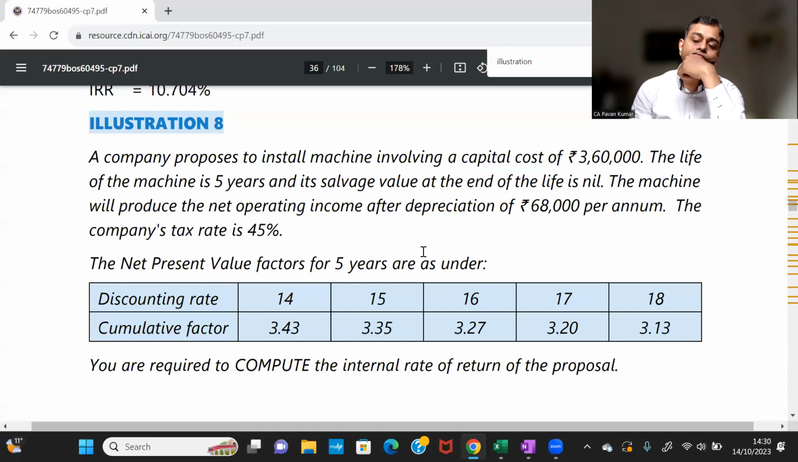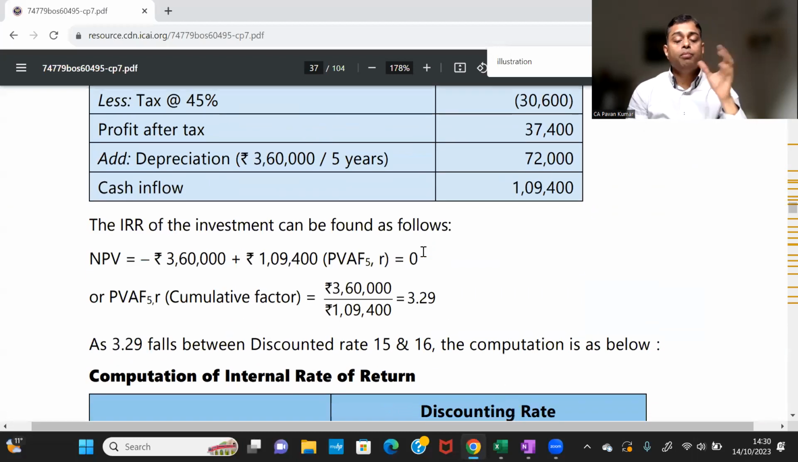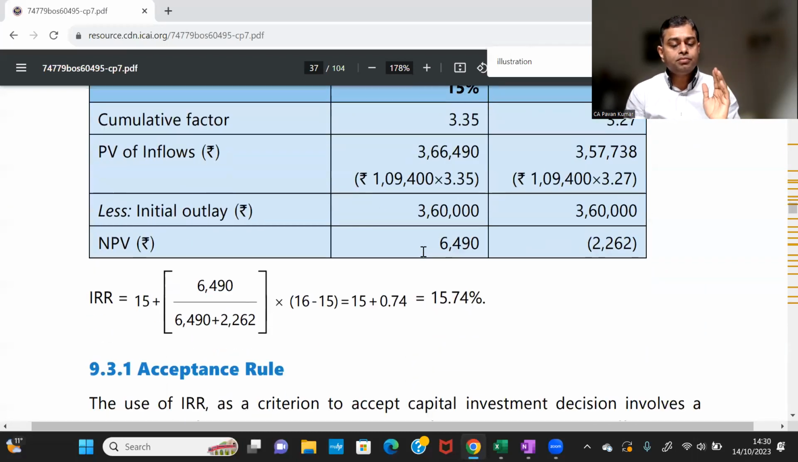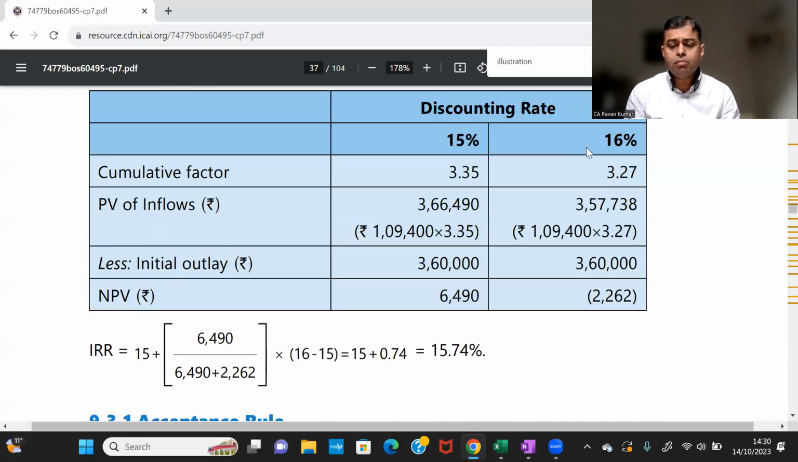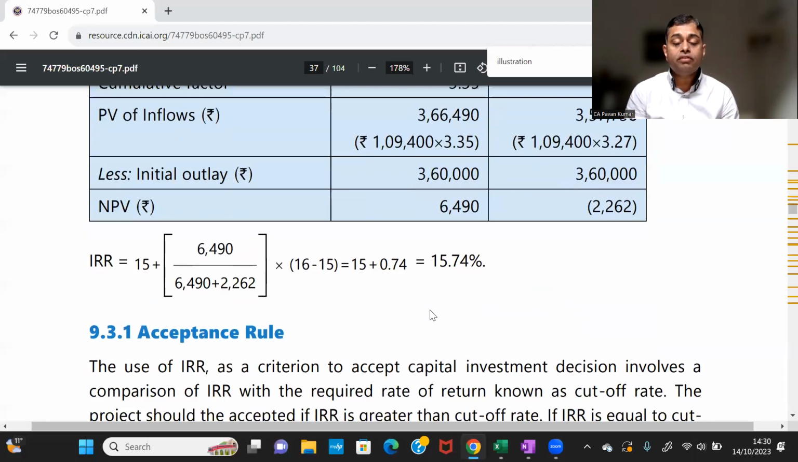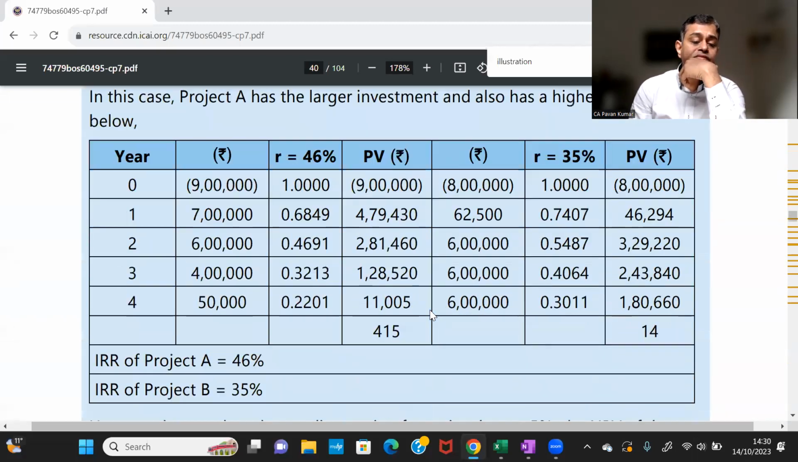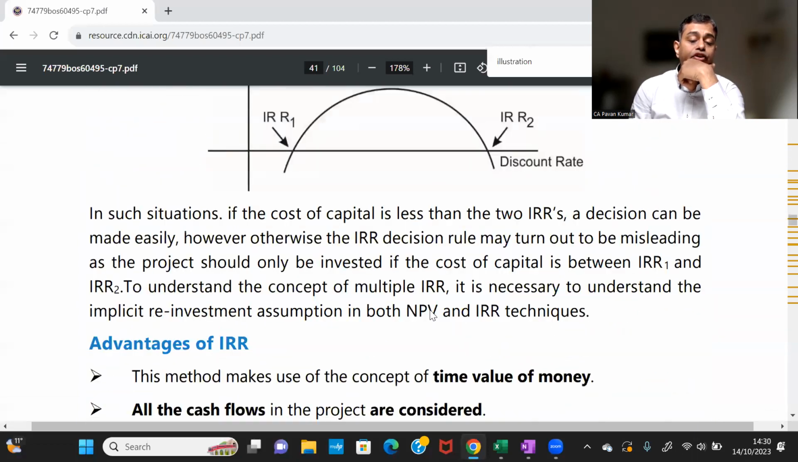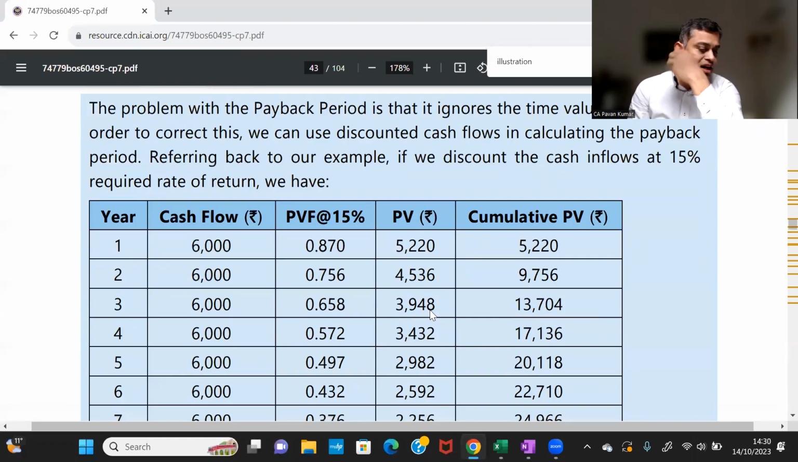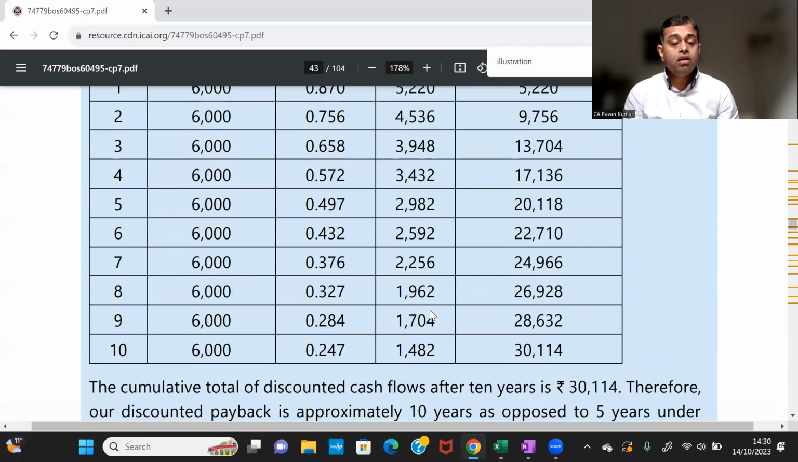Question number 8. Now look at other problems. They calculated the same 15%, 16%. Whatever we have done, it is the same, 15.74. Acceptance rule we have already studied. Now, guys, look here. Next few problems. MIRR we'll discuss tomorrow. Don't worry about it.